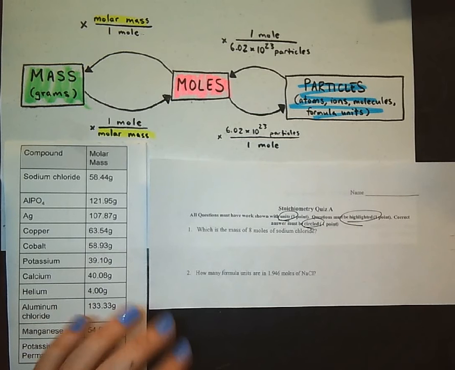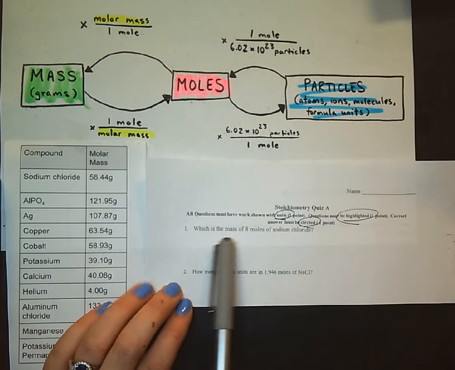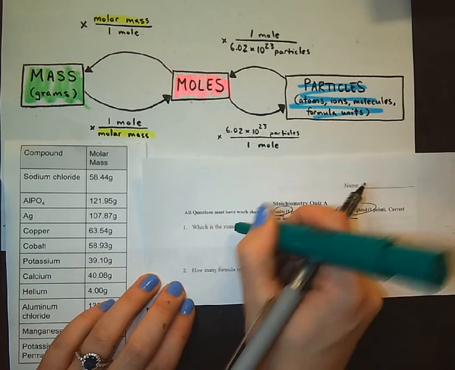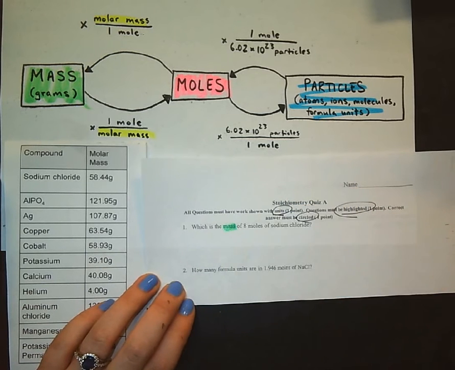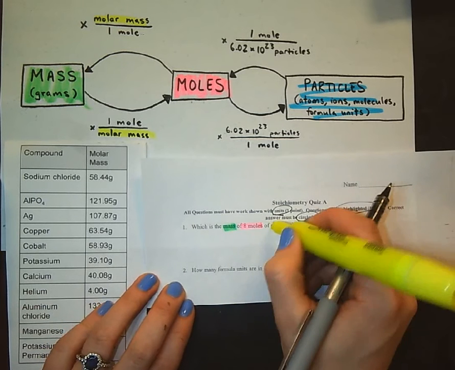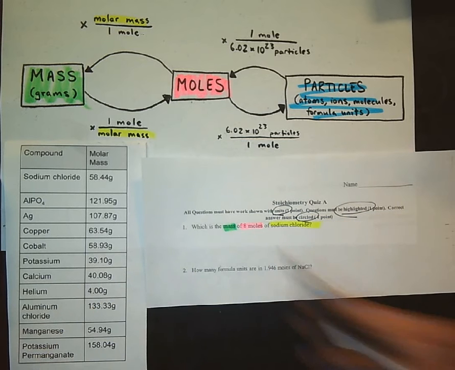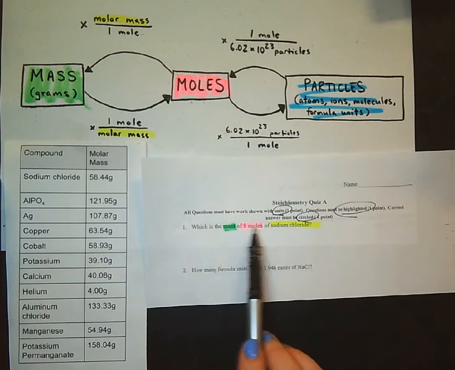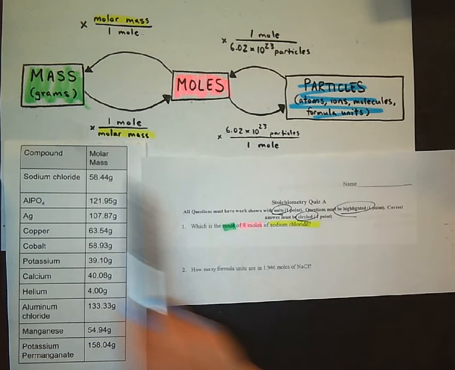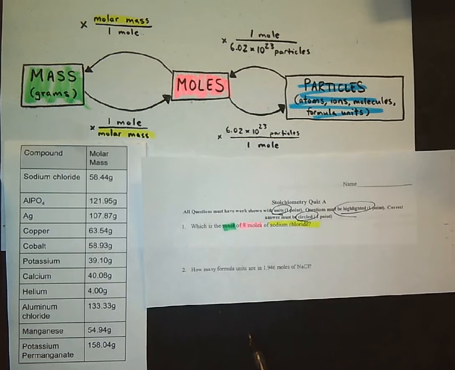So number one, which is the mass? It's kind of a weird word to say, but what is the mass of 8 moles of sodium chloride? So mass I highlighted in green, 8 moles, pink, and then sodium chloride is our compound. So if we need the molar mass, that's what we have to find the molar mass of. And lucky for you, we gave you the molar mass of anything you might have needed for your quizzes. So hopefully you took a look at that during your quiz.